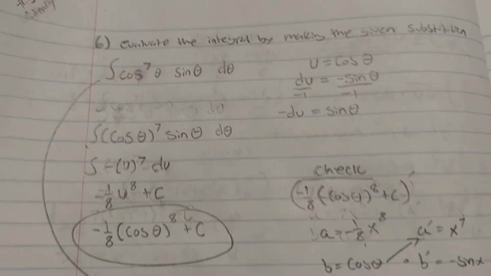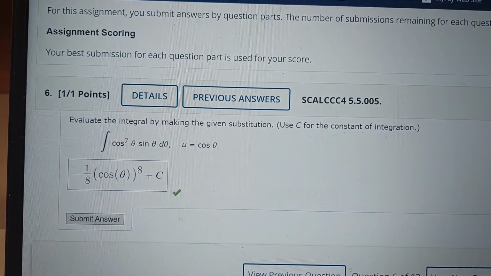And that is exactly what we had over here originally. So everything is correct on the screen as well.